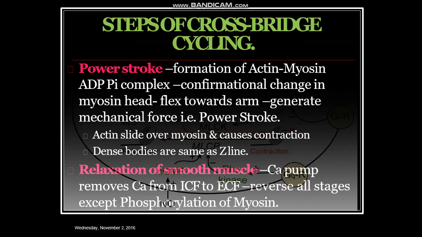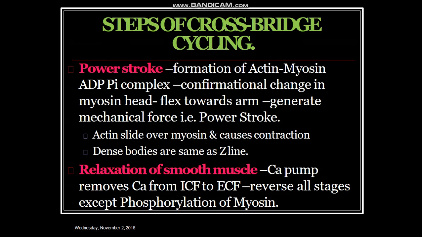Steps of the cross bridge: power stroke, formation of actin myosin ADP phosphate complex, conformational change in myosin head, flex towards the arm, generating mechanical force, the power stroke. Actin slides over myosin and causes contraction. Dense bodies are the same as the Z lines.